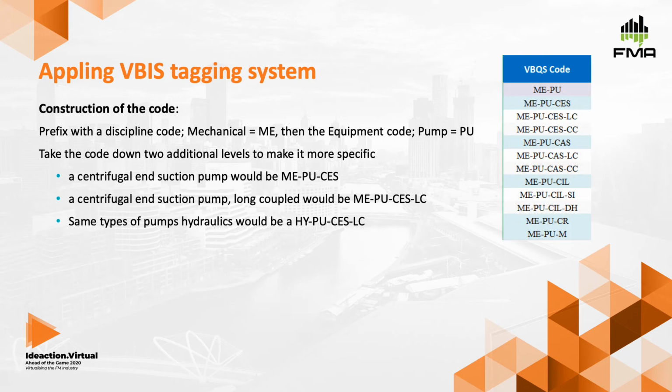So we'll continue with some discussion on how the code is constructed and how it suits searching. The code is prefixed with a discipline, in this example mechanical, and then equipment code for the pump, PU. Then the code is taken down 2 additional levels to make it more specific. A centrifugal end suction pump would be an MEPU CES, and if it was a long couple pump, it would have the LC added to the end. If the same types of pumps exist in hydraulics, then only the prefix has changed to HY.